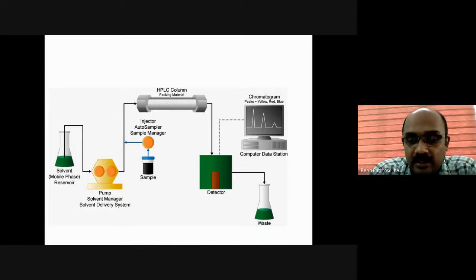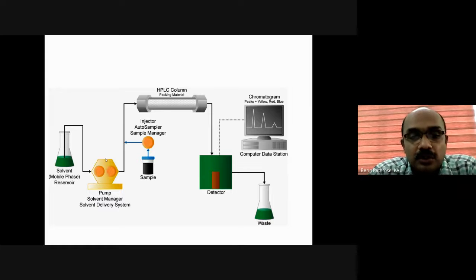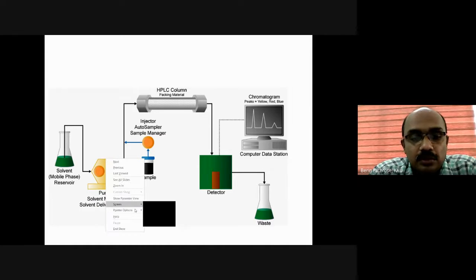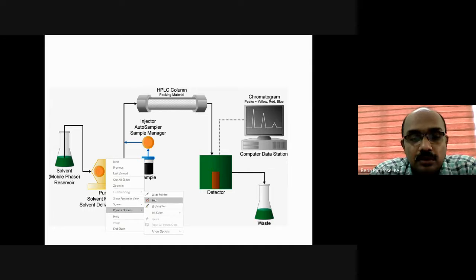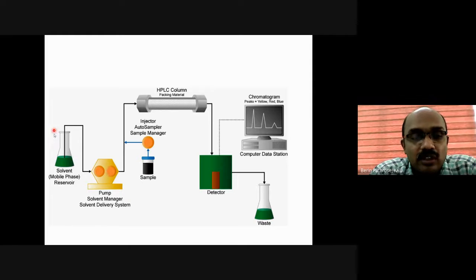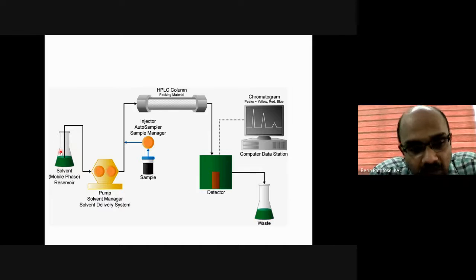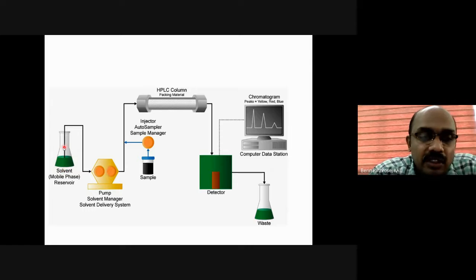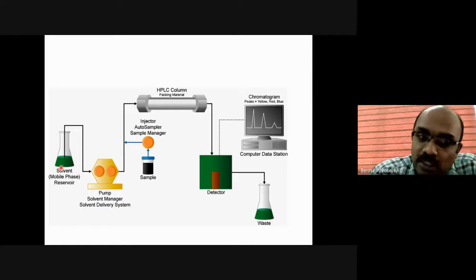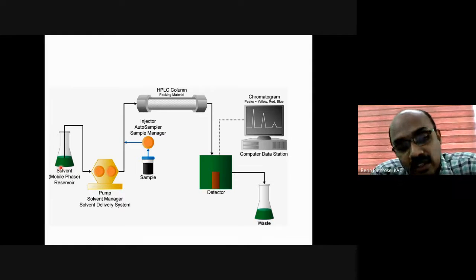This is a diagrammatic representation, as I told you. This is a solvent reservoir. Here it is given as a conical flask, but actually it is a glass bottle in which we fill the mobile phase. Usually in pesticide residue analysis, this mobile phase is nothing but a solvent.